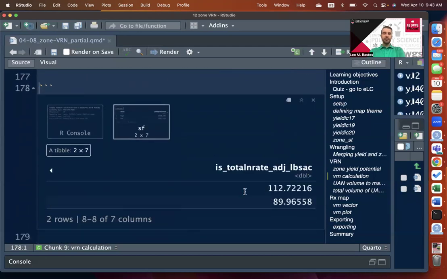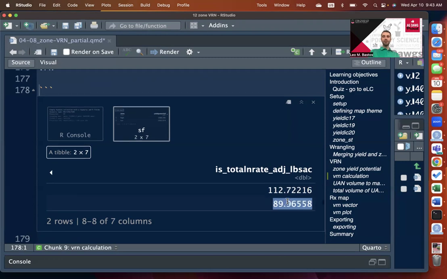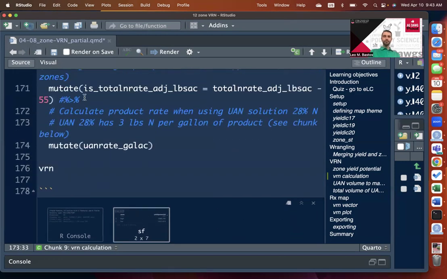So our in-season here has become 113 pounds of nitrogen per acre for the high zone, and then about 90 pounds of nitrogen per acre for the low yield zone. Right, so remember that they're both receiving a fixed rate of 55 pounds of N per acre at pre-plant, and then the side dress is what is being allowed to change here. Okay, I guess any questions up until what we've done here?